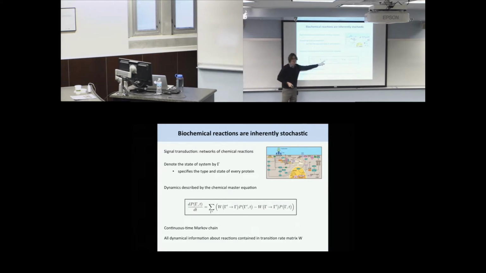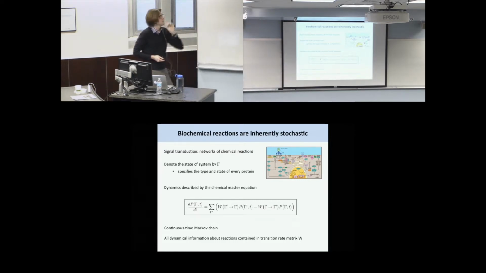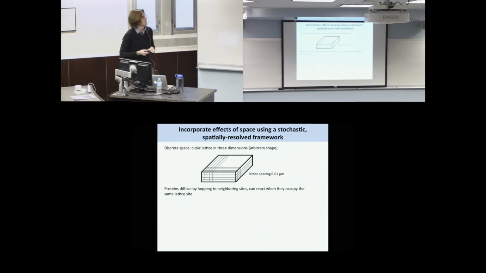All the details are embedded in W, right? So that tells you everything about the chemical reactions in the system. I'm not going to talk in detail about the form of W. If anyone wants to talk about it, I'm happy to, or we can talk afterwards as well. But there are well-formulated ways to translate chemical reactions into reaction rates that appear in this master equation or this Markov chain. Okay.